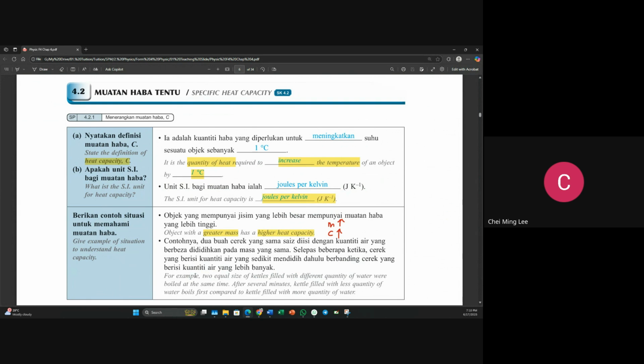Okay, so for example, two equal size. Oh, this one already. Okay, so jot down this one.